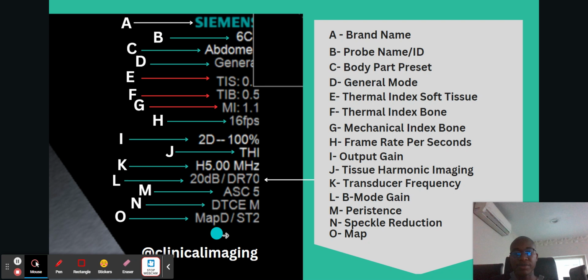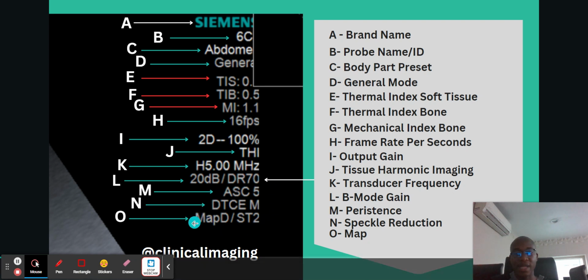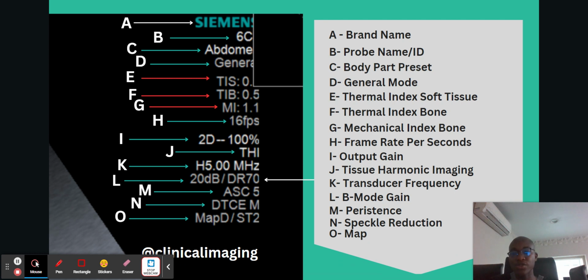Then these three are for other processing, like persistence, speckle reduction, mapping, and stuff like that. They are used to define the image in a sharper contrast or in a softer appearance, or just to change the contrast between one region and another.